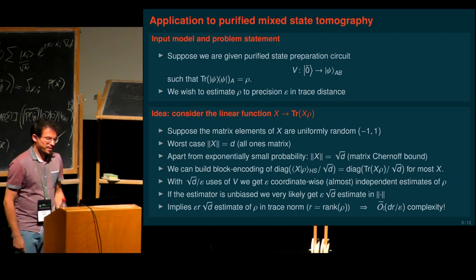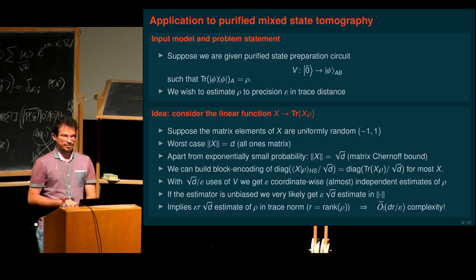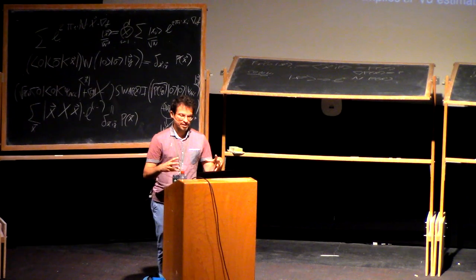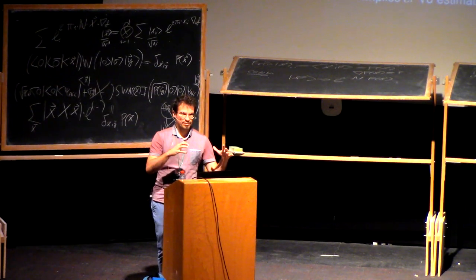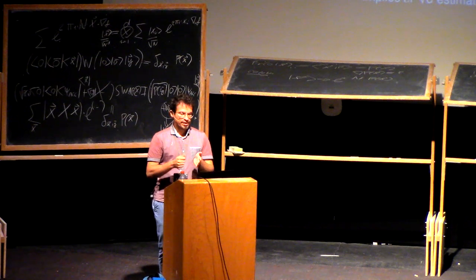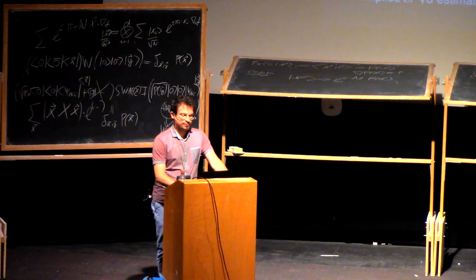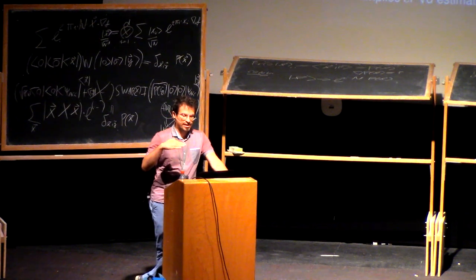Okay, so I just glossed over the technical detail. How you actually block encode this matrix: you somehow need to prepare this matrix X as a block encoding, somehow apply it to rho, but you can only prepare a block encoding of a matrix of norm 1. So I need to reduce the norm. In most cases, it suffices to reduce the norm by square root d to make my X have norm at most 1. In the worst case, I would need to reduce it by d.